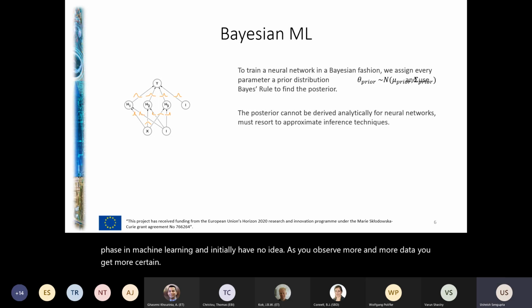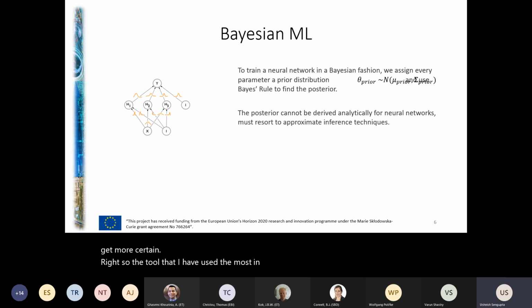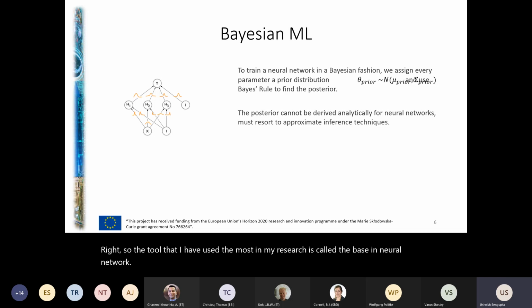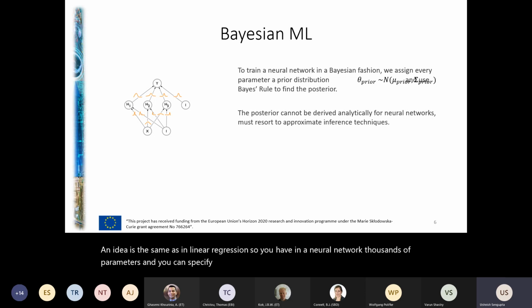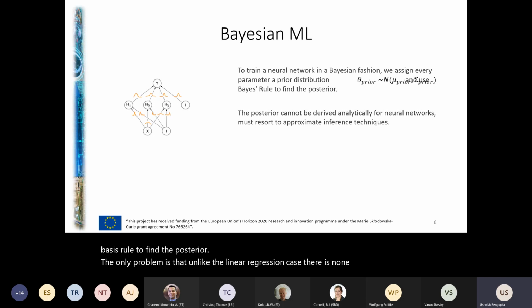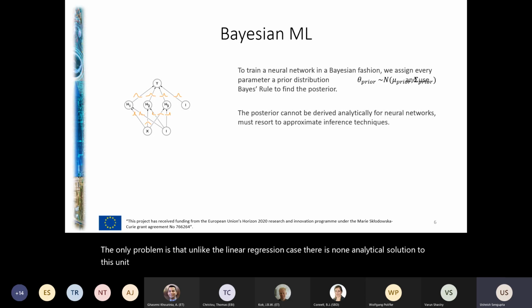Right. So the tool that I have used the most in my research is called the Bayesian neural network. And the idea is the same as in linear regression. In a neural network you have thousands of parameters, and you can specify a prior distribution over those parameters. I'm sorry, the equation is somewhat shifted. I don't know why that happened. So you can specify a prior distribution, theta prior. And as you observe data points, you can apply Bayes' rule to find the posterior. The only problem is that, unlike the linear regression case, there is no analytical solution to this, so we must resort to approximate inference techniques.